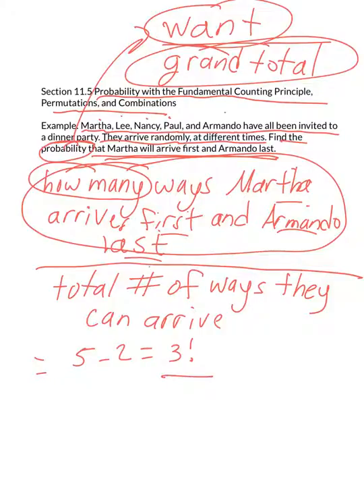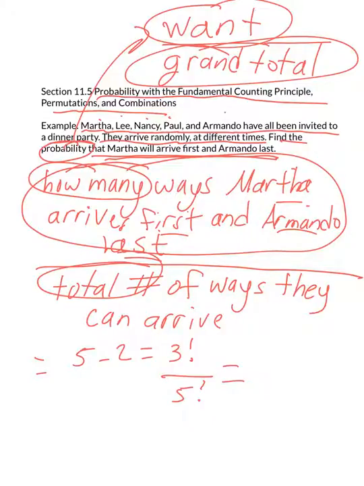Divide by the total number of ways they can arrive. Well, if I'm just counting up all the ways they can arrive, there are no restrictions. There are, again, 5 total people, and it gets a factorial. Whenever we were rearranging everybody, factorial. Whenever there were restrictions, we subtracted the restrictions from the total number of people, and the remaining number got a factorial. So really, I'm going to do 3 factorial divided by 5 factorial.